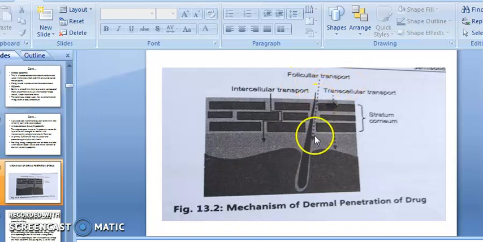With the help of the hair follicles present on your skin, the drug can penetrate to reach your dermis and reach your systemic circulation. And this is your stratum corneum layer, containing the layers of your stratum corneum.